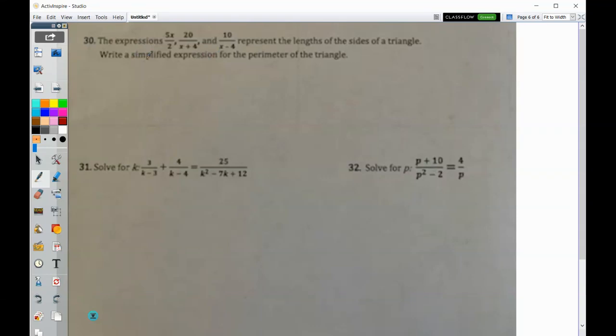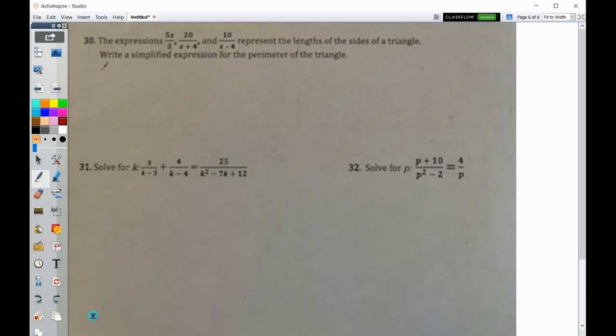All right, so with this question, it says these three expressions represent the lengths of the sides of a triangle. Write a simplified expression for the perimeter. Well, to find the perimeter of something, you just have to add the three sides together. To find the perimeter of a triangle, you add the three sides. And so that's all I'm going to do in this case: add these three sides.